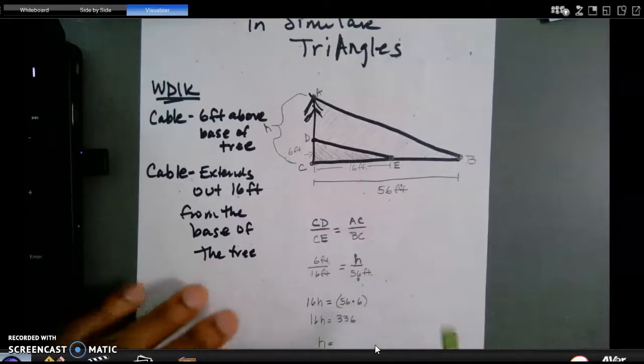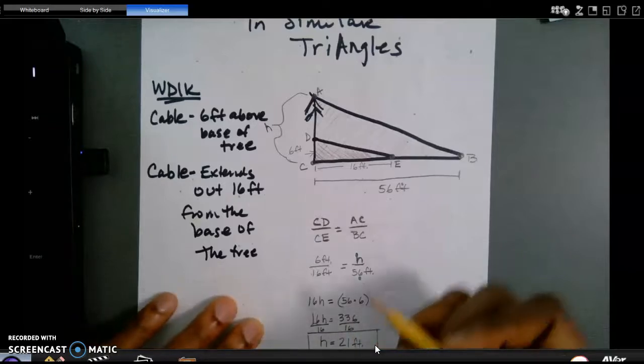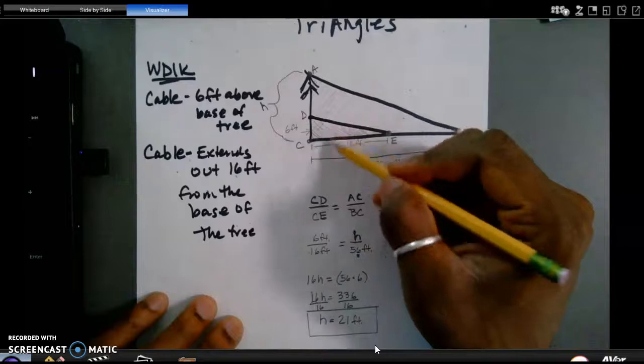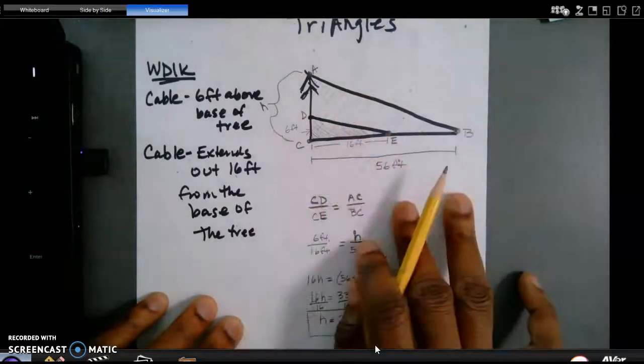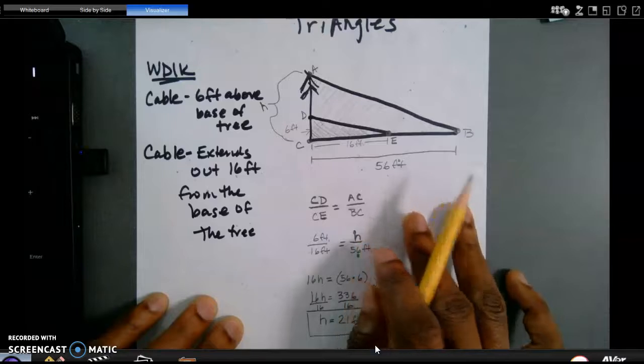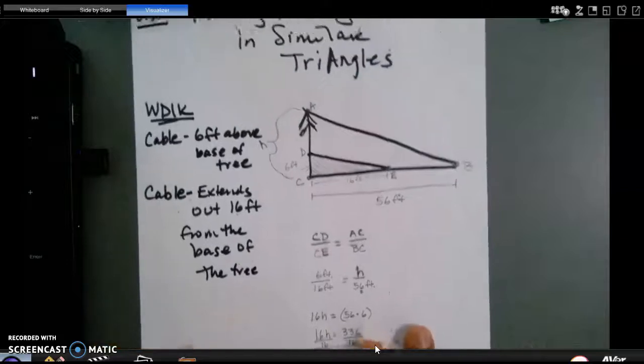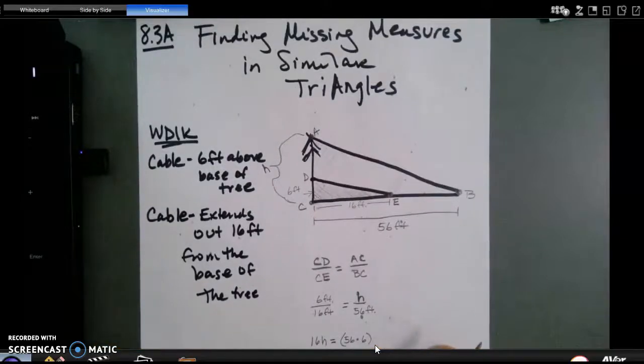Once I divide both sides by 16, I'm just using the inverse operation. We all know how a simple equation works. Once I do that, it comes out to be 21. That's going to be 21 feet. So we're estimating that the height of this tree, because these are similar, we will come up with 21 feet by using a simple equation. And that is pretty much it, you guys, using those similar triangles.